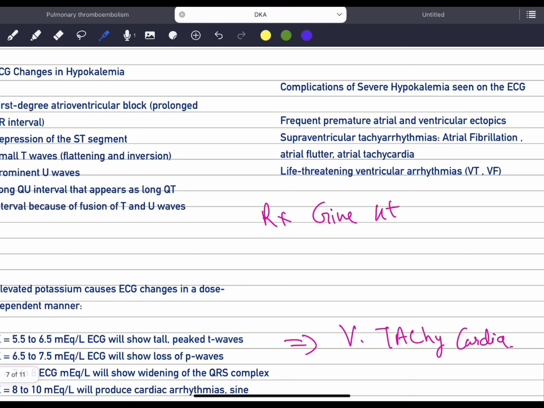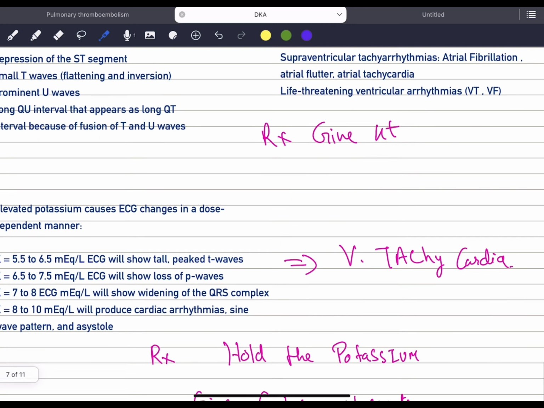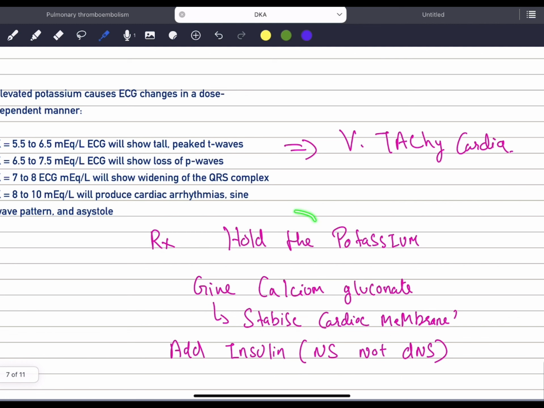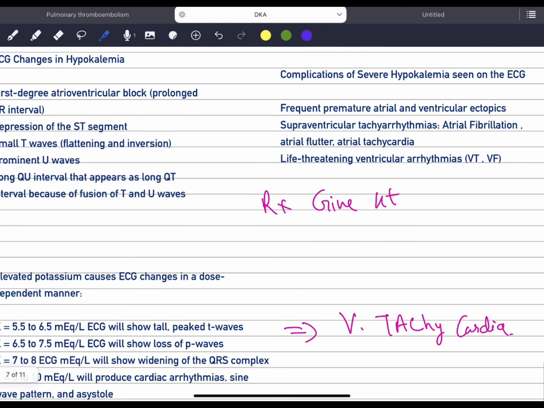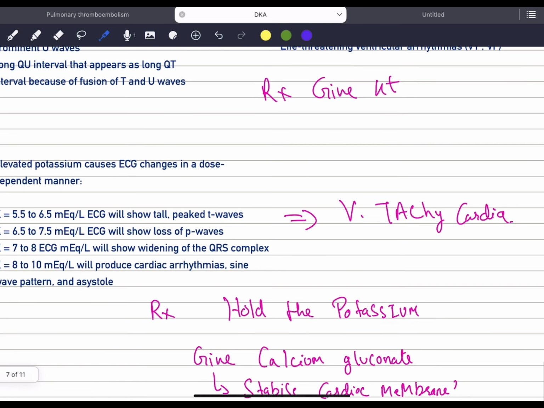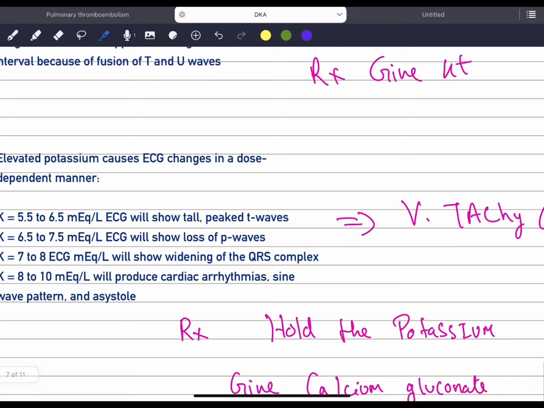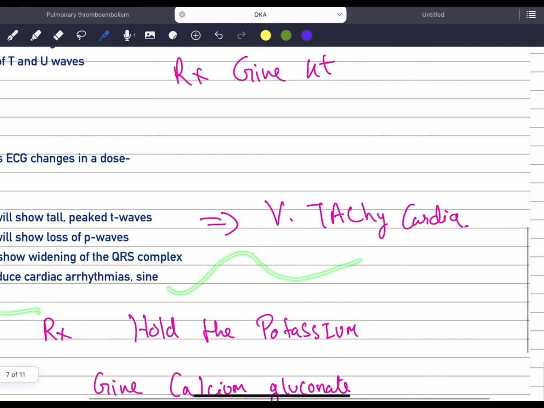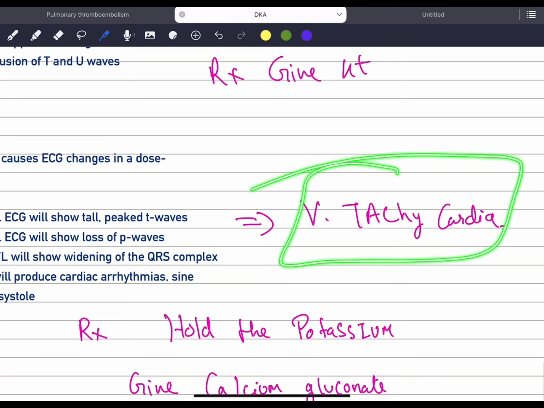If there is hypokalemia, treatment is giving potassium, and if potassium is high, hyperkalemia, you need to hold the potassium. In hypokalemia, patients can have arrhythmias like SVT, atrial fibrillation, and atrial flutter, right? Now in hyperkalemia, there are stage-wise ECG changes. From 5.5 to 6, there will be tall tented T wave. 6.5 to 7.5, there will be loss of P wave. 7 to 8, there will be a widened QRS complex, and 8 to 10 will produce arrhythmia, sine wave pattern, or asystole. The worst life-threatening condition is VTAC.